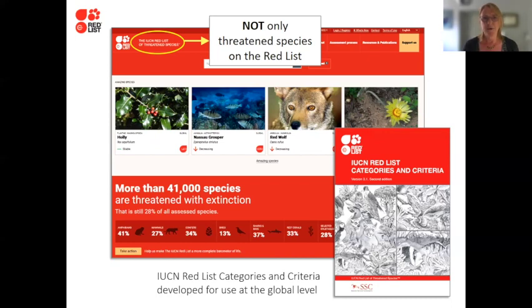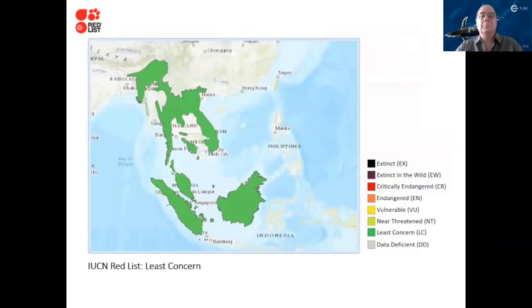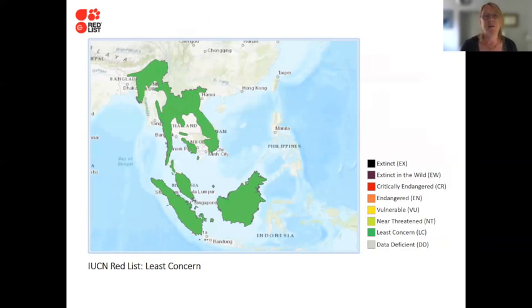Now, the global level assessments, because we're looking at such a scale, we can't always detect or even highlight the local declines that are happening across the species range. So for widespread species, it's very common for the IUCN Red List to have a species listed as, for example, least concern, meaning it's got the lowest level of risk of becoming extinct at the global level.